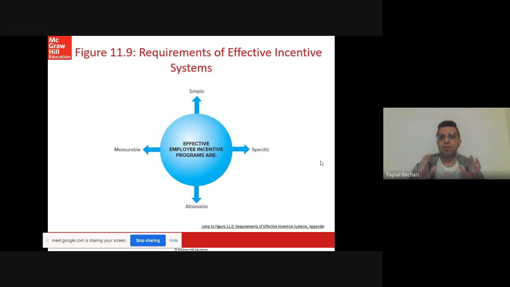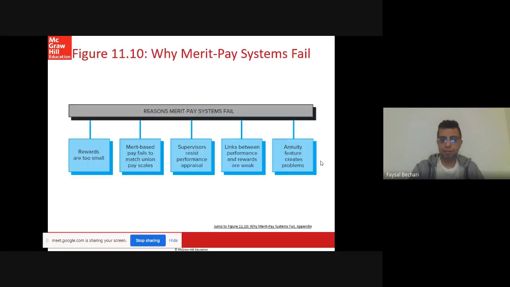The requirement for an effective system in general is that the program has to be simple, not very complicated, very specific, very attainable, and measurable. So these are the issues that you need to take a look at before you establish the system.